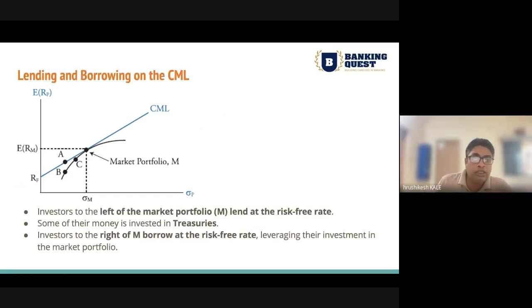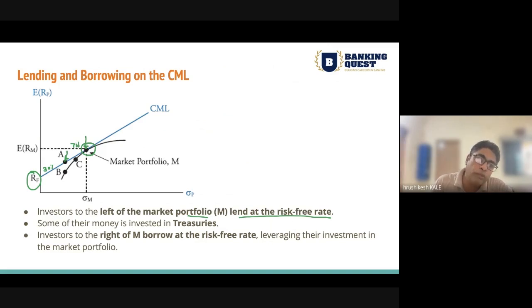Okay, investor to the left of the market portfolio. This is the market portfolio. Lend at the risk-free rate. So this point A is a combination of the risk-free rate and your market portfolio. So maybe 30% at the risk-free rate, 70% at the market portfolio, and so on and so forth.